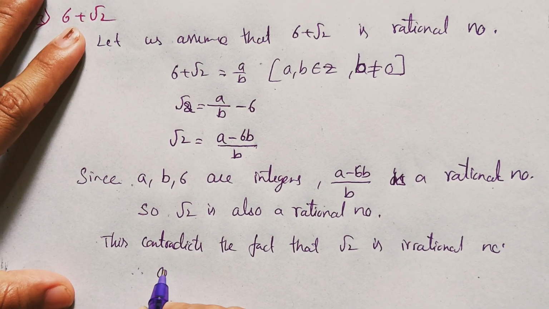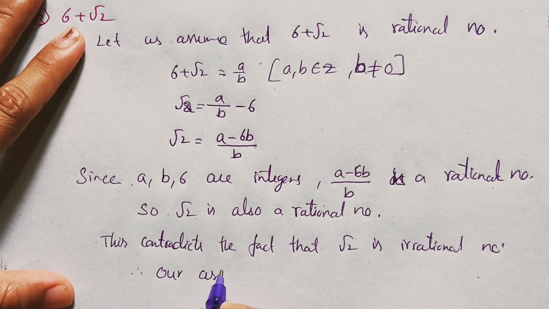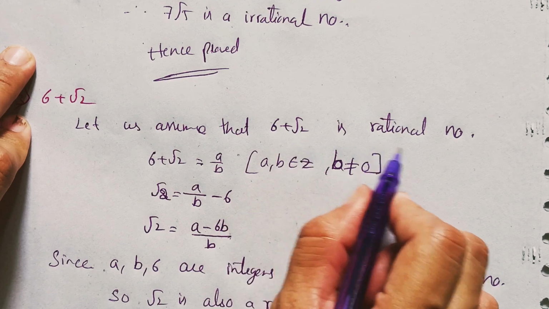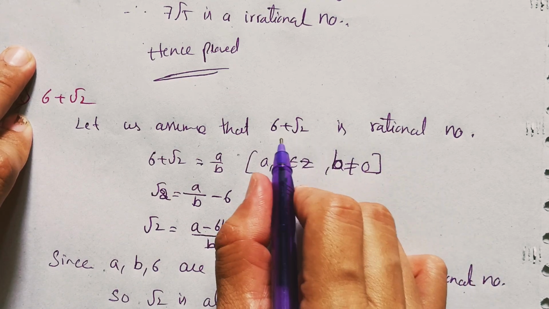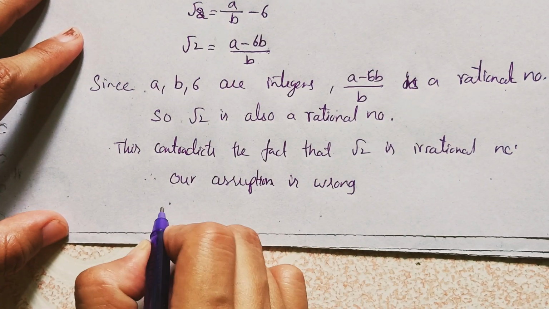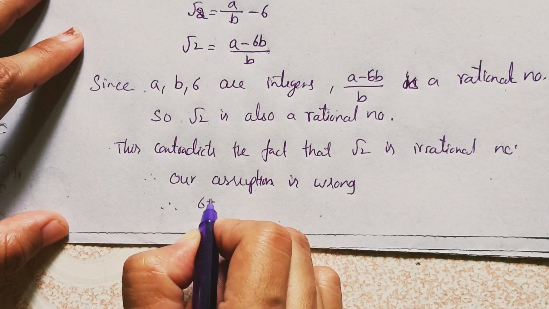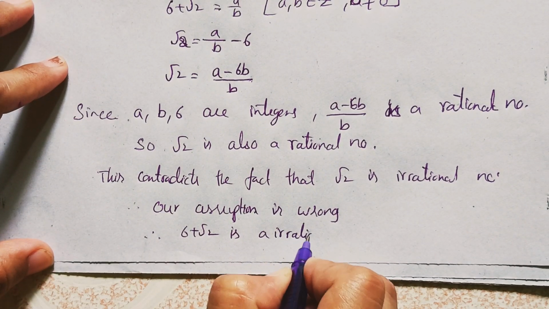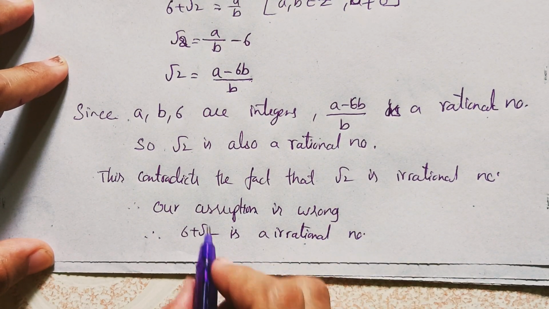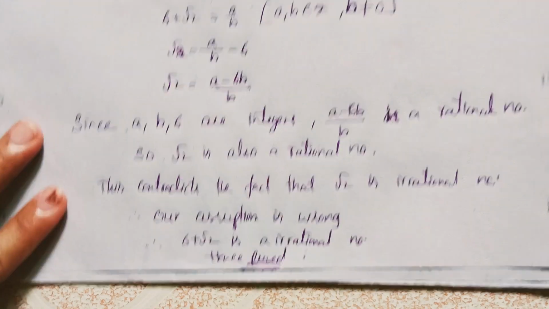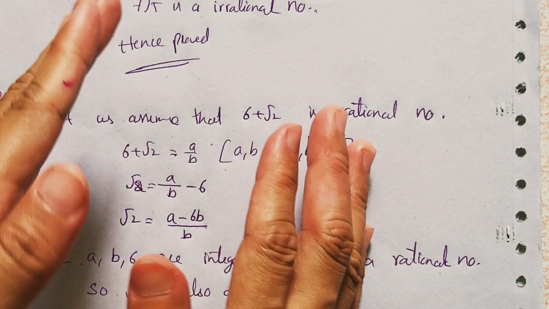Therefore our assumption is wrong. What is our assumption? We assumed that 6 plus root 2 is a rational number. So this is false. If 6 plus root 2 is not a rational number, then it is an irrational number. So therefore 6 plus root 2 is an irrational number. Okay, hence proved. Okay guys, have you got this? So this is the entire chapter.